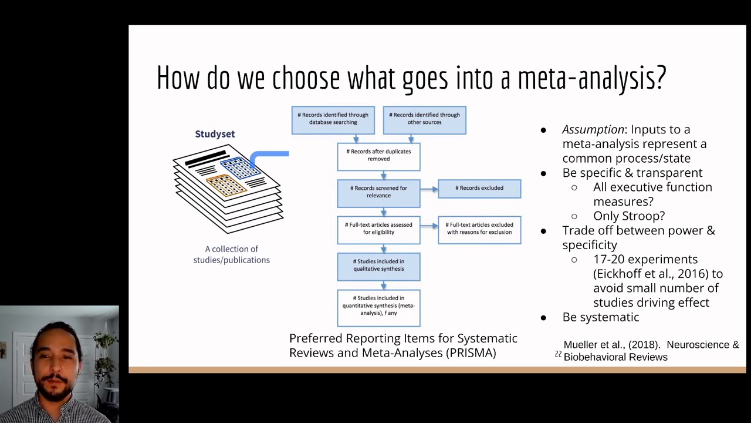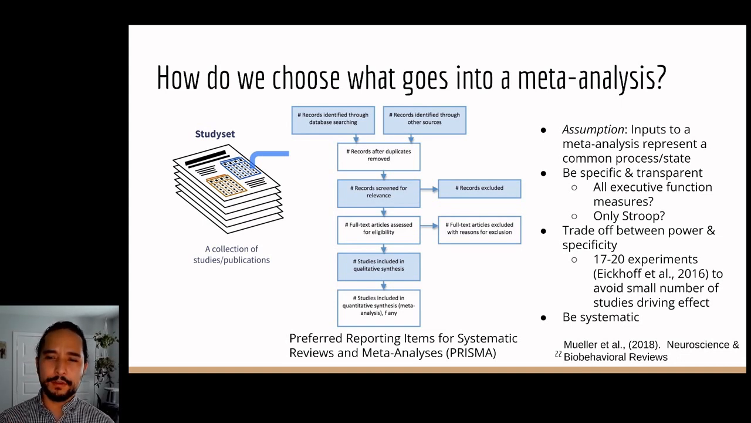And so it's very important to be systematic and to be transparent about what criteria you used to include studies into the meta-analysis. This is such an important problem that there is a way to report this called PRISMA, the Preferred Reporting Items for Systematic Reviews and Meta-Analyses, which is basically a methodology for specifically excluding and including studies at different stages based on different reasons and coming out with your final study set.